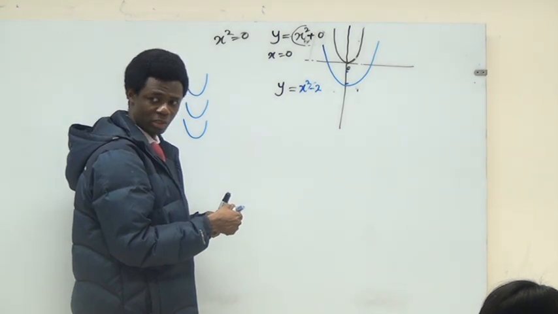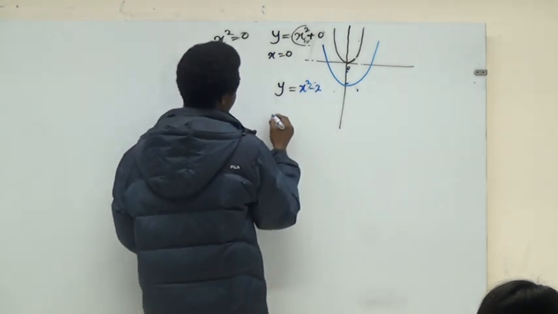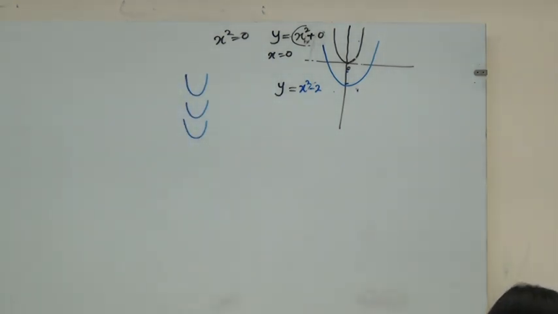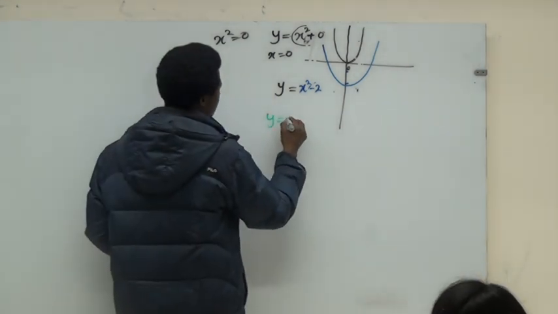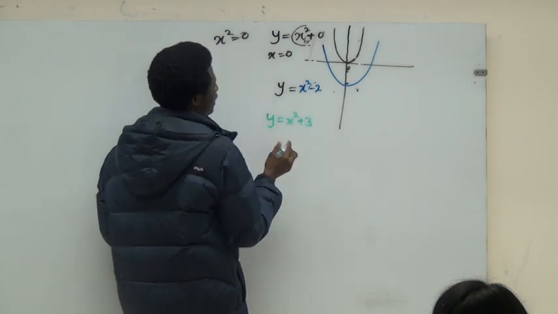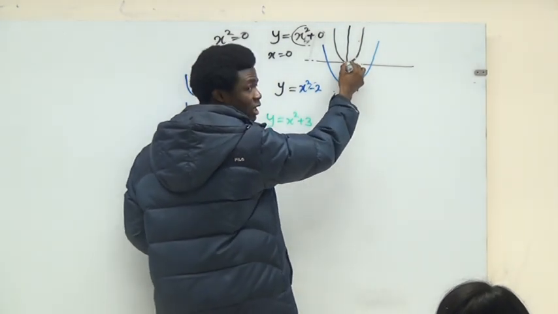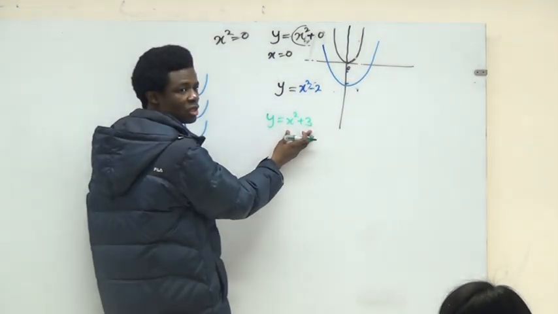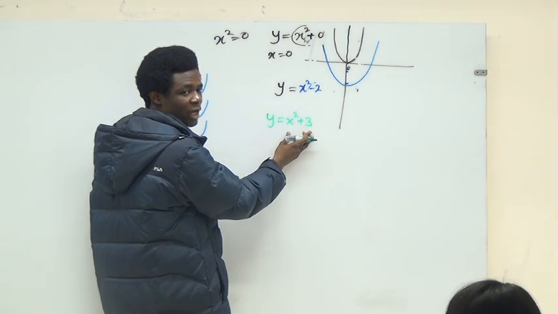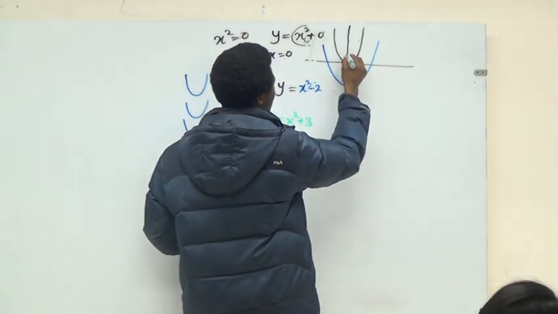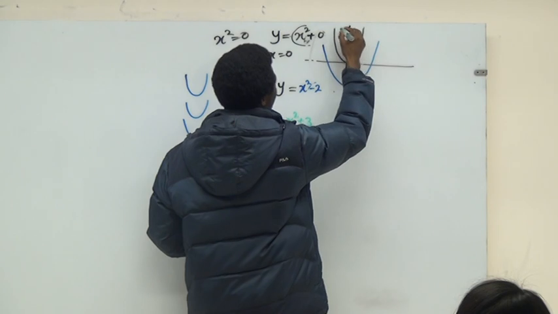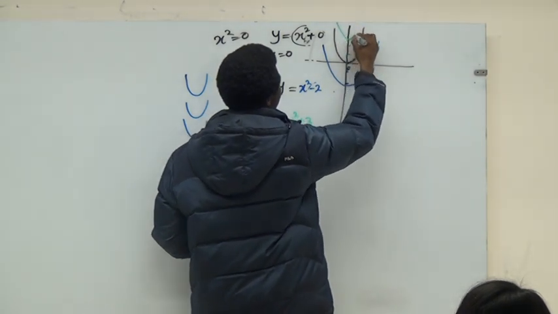Are you guys following what I'm saying? If I have y is equal to x squared plus 3, it means from the original x squared position, which is here, what happens in this case? It moves up. How many steps? 3 steps, so step 1, step 2, step 3. So it's going to look like this.